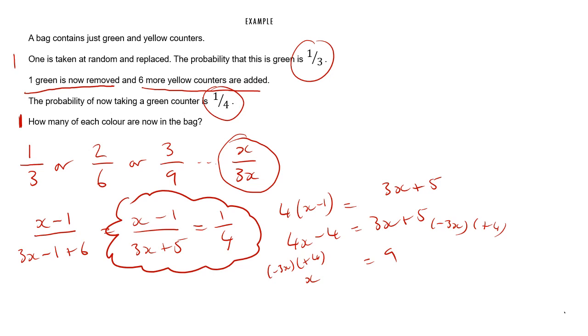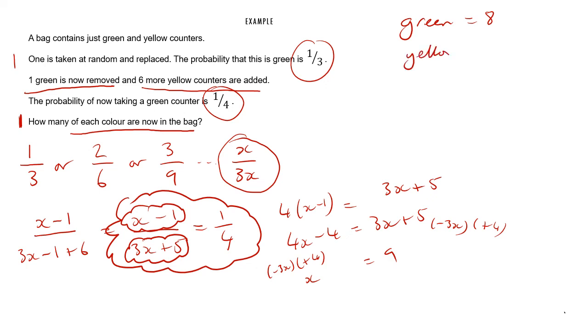So making sense of this, we want to work out how many of each colour are now in the bag. So here we had x minus 1 for the greens at the end. And the total number we had was 3x plus 5. So that's 32 in total, but to work out the number of yellow, we need to take away 8 from that to give us 24. And we can just check that it does work.